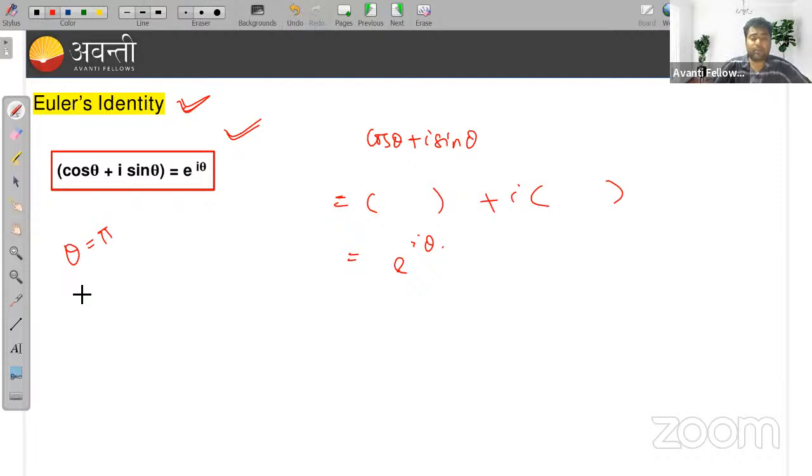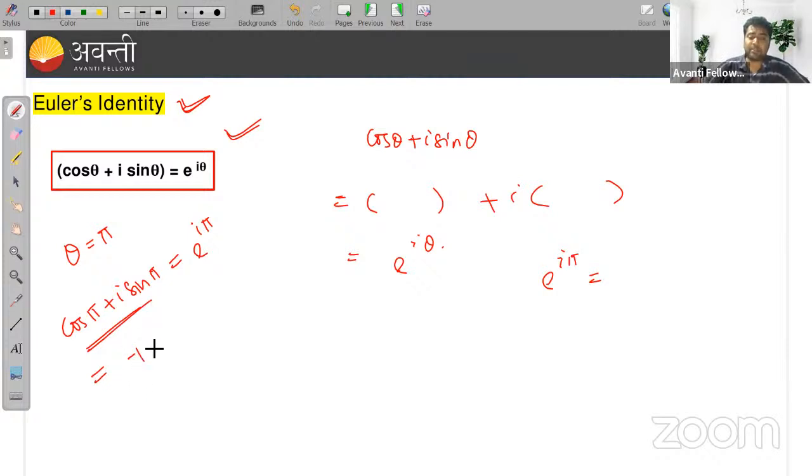Okay, if I ask you, if theta is equal to pi, then can you express it in the exponential form or Euler's identity? Can you use it? Yes, we can use it simply. Cos of pi plus i sin of pi, which is equal to e to the power i pi. So what is the value of e to the power i pi? If I ask you to find it, then we will do this calculation. So what is the value of cos pi? That is -1. Yes or no?